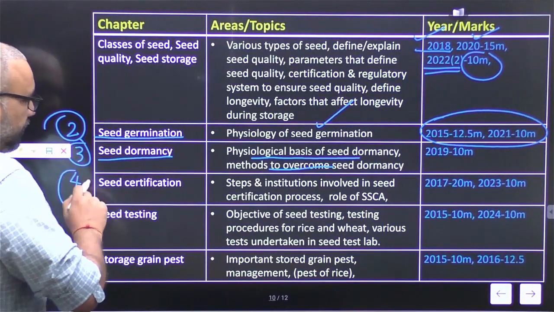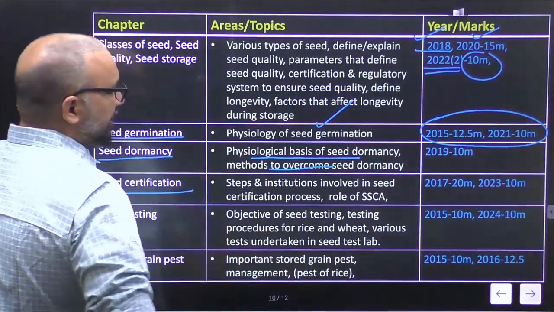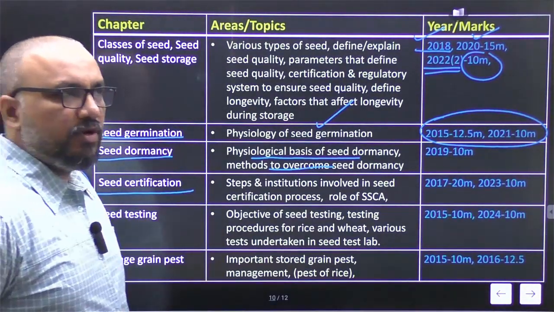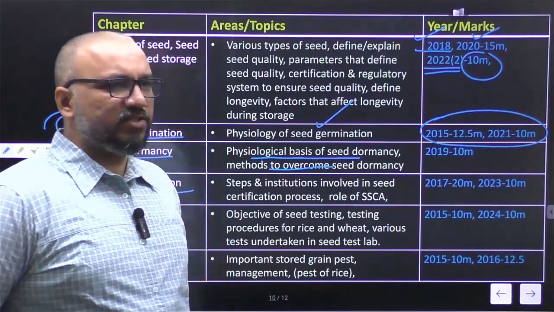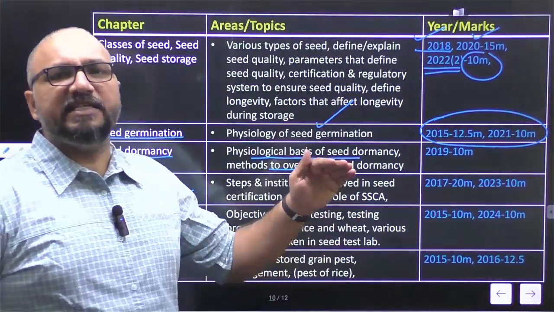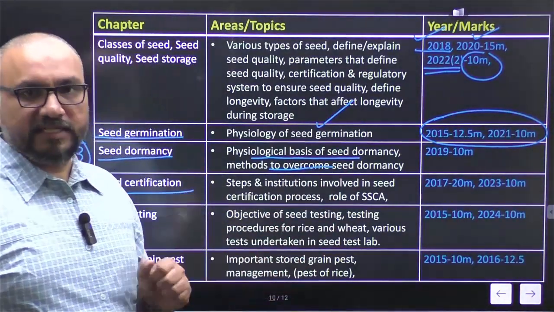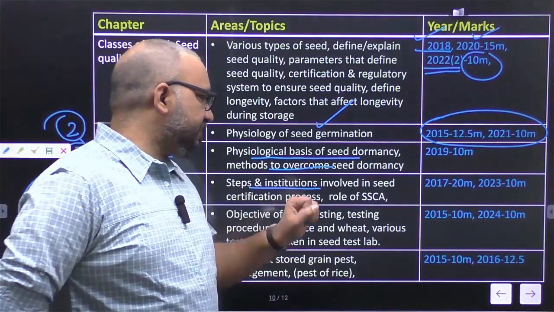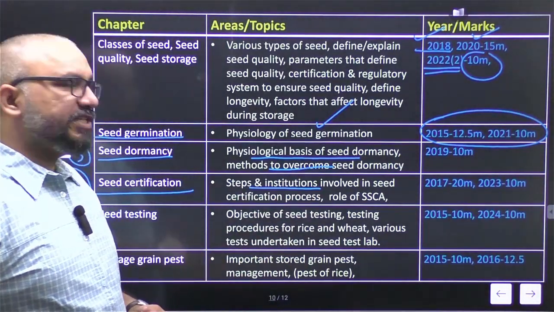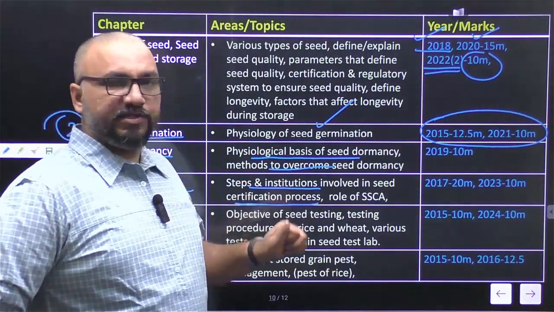Then fourth chapter is seed certification. So under seed certification, generally they will ask you what are the steps or procedure in seed certification. This question is generally asked. So steps and institutions involved in seed certification process.